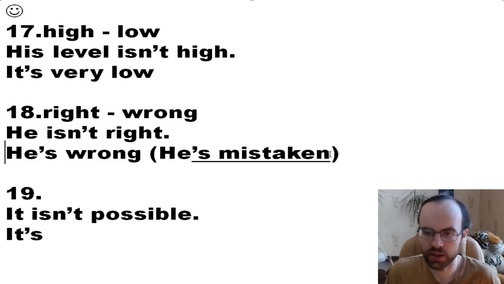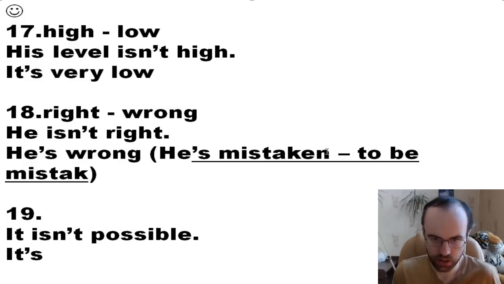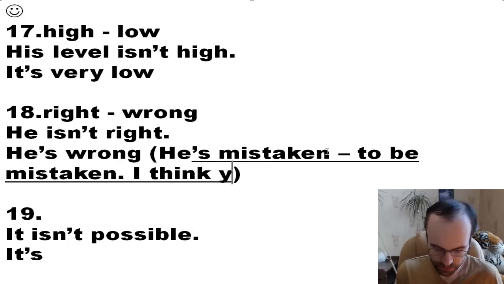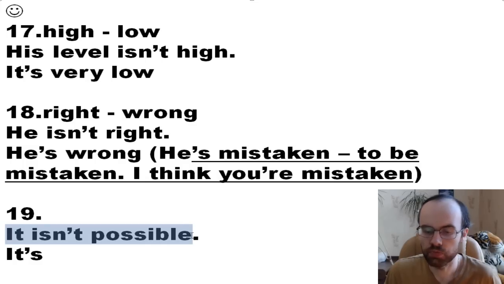So we say to be mistaken. To be mistaken. Okay? For example, I think you are mistaken. So I think you are wrong. Or I think you aren't right. Good. It isn't possible.